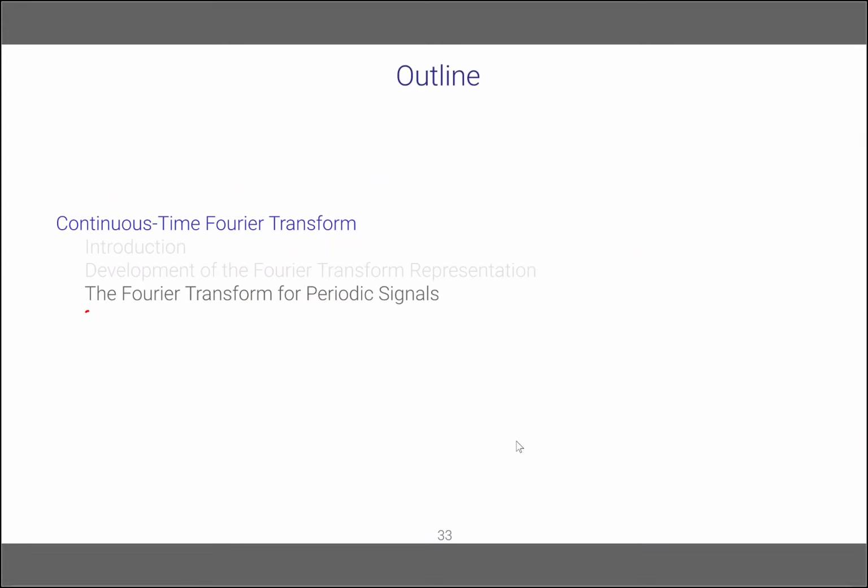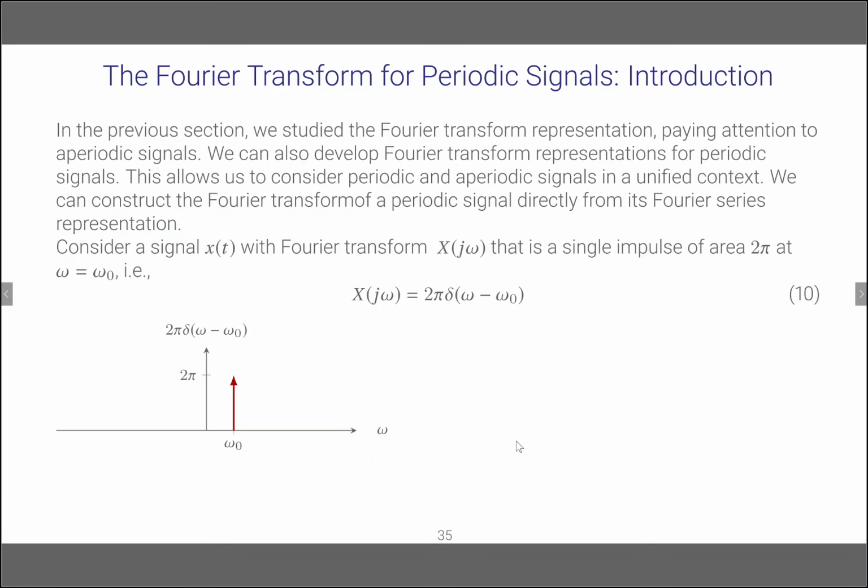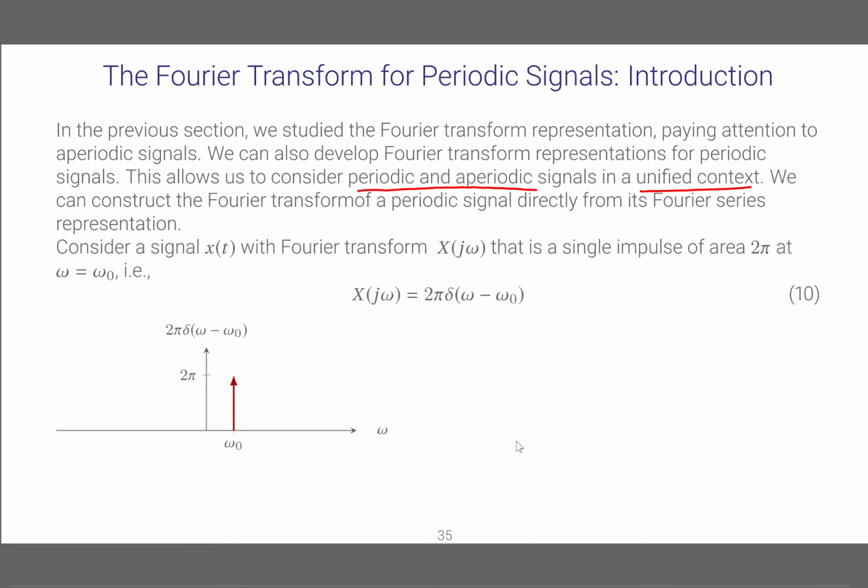Okay, now let's look at the Fourier transform of periodic signals. We already know that for periodic signals, it is a Fourier series that we compute, that means the a_k's, and our frequencies are harmonics of omega naught, the fundamental frequency. In the previous section, we studied the Fourier transform representation, paying attention to aperiodic signals. We can also develop Fourier transform representations for periodic signals. This allows us to consider periodic and aperiodic signals in a unified context.